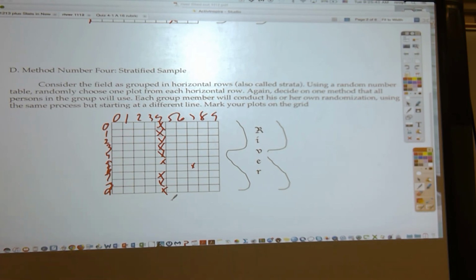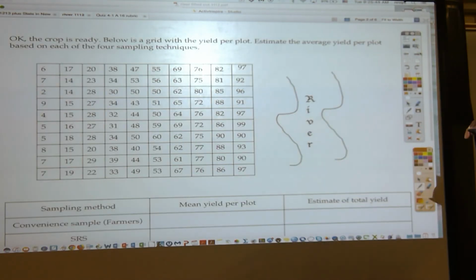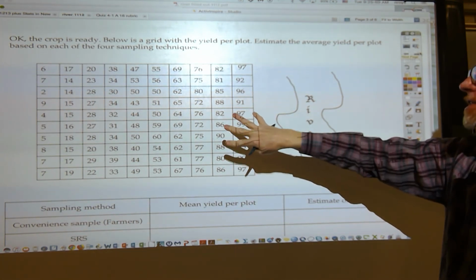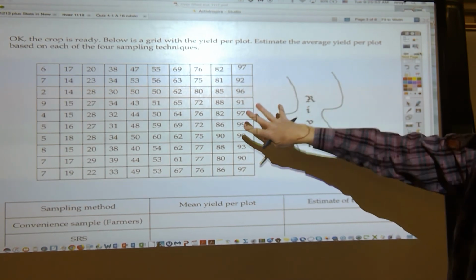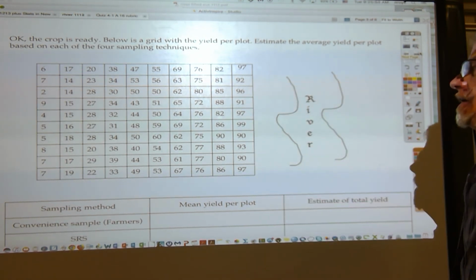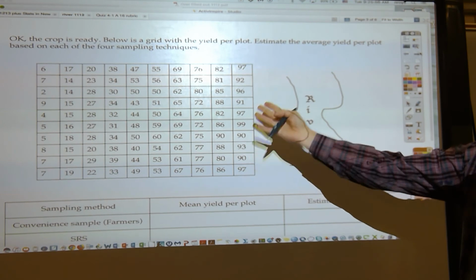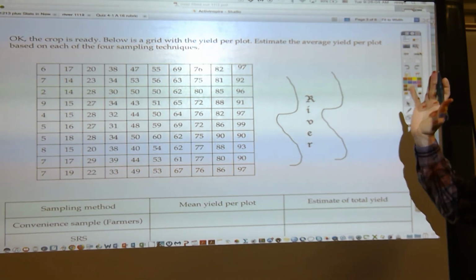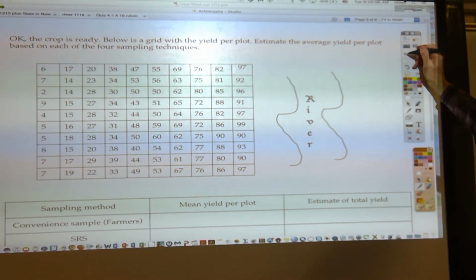Okay, let's go to the next page. Okay, here's what actually happened. This is the true yield. So it's a God's eye perspective on what happened. If we knew this beforehand, we could have just added up the 100 numbers. And by the way, I'm not going to tell you what those numbers add up to, because that would be the truth. We're trying to approximate the truth using our sampling method.